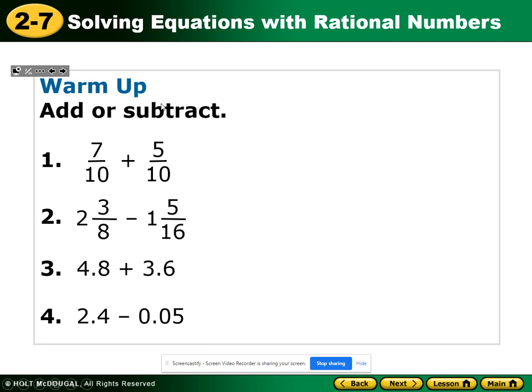Add or subtract 12 over 10, which is 6 over 5, or 1 and 1/5. 2 and 3/8 minus 1 and 5/16. You may want to make this into 2 over 2. So that would be 6/16. All right, that would be 1 and 1/16.